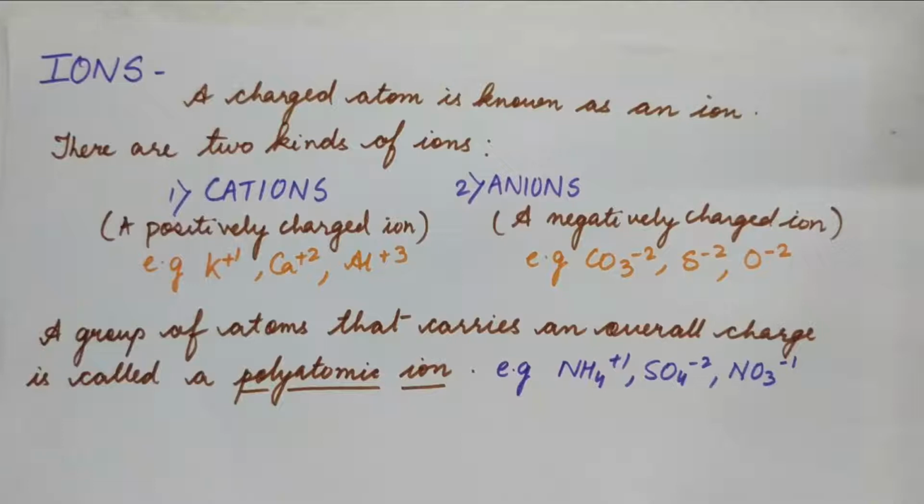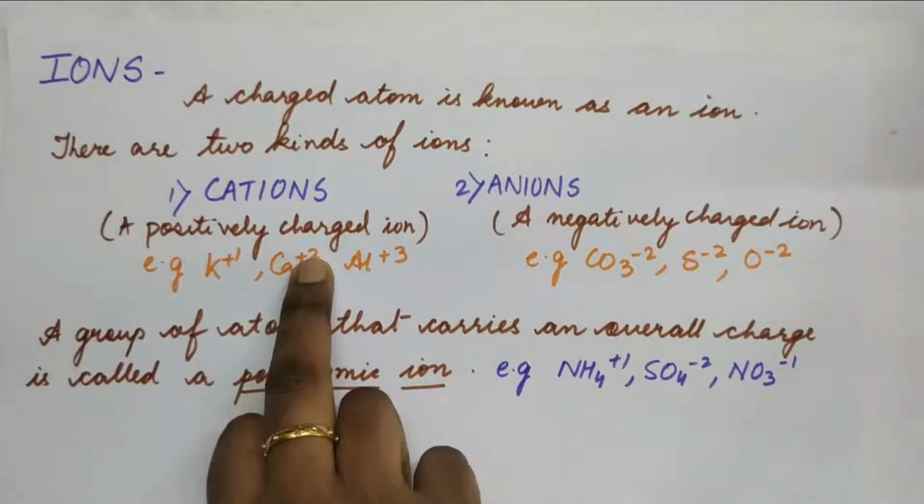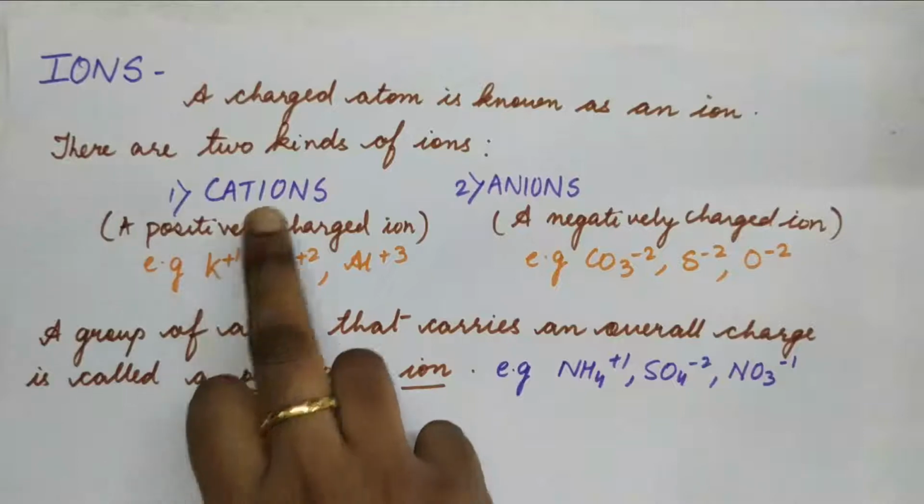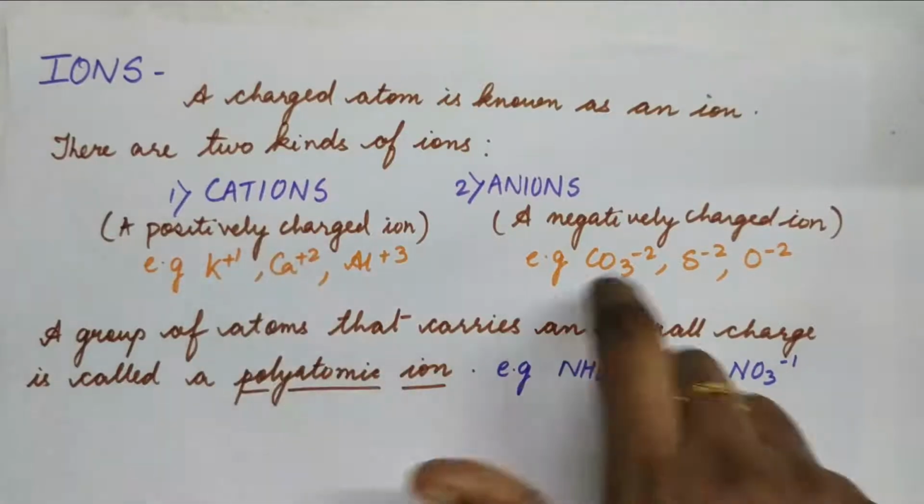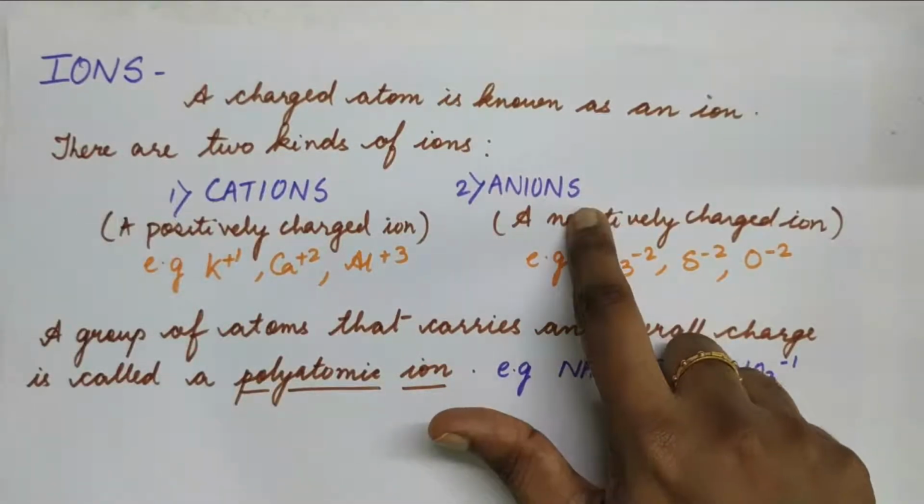Now when we talk about ions, you can see it's written that a charged atom is known as an ion. So what do we mean by a charged atom? Charged means it is either having a positive charge or a negative charge. When that ion has a positive charge, we call it a cation, and when it has a negative charge, we call it an anion.